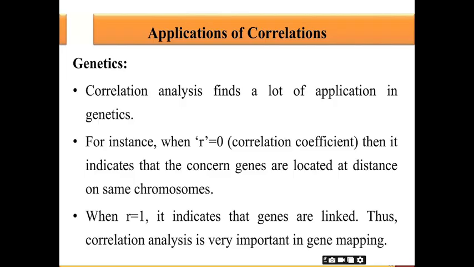In continuation with that, correlation analysis finds a lot of application in genetics. For instance, when r equals 0, that is, the correlation coefficient is equal to 0, it indicates the concerned genes are located at a distance on the same chromosome. When r equals 1, it indicates that genes are linked. This correlation analysis is very important in gene mapping.